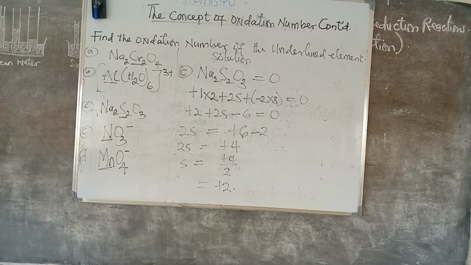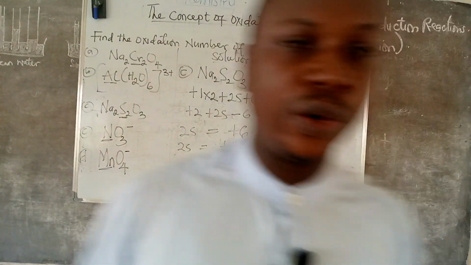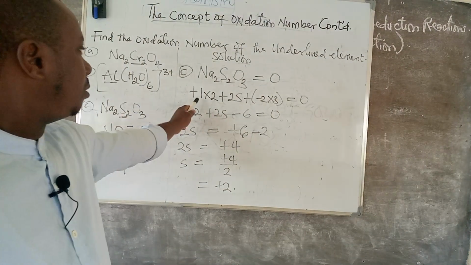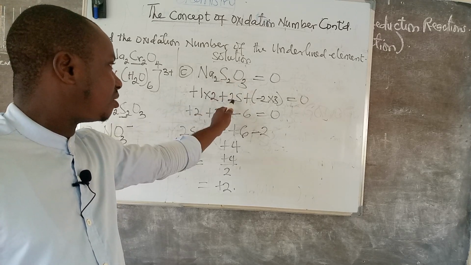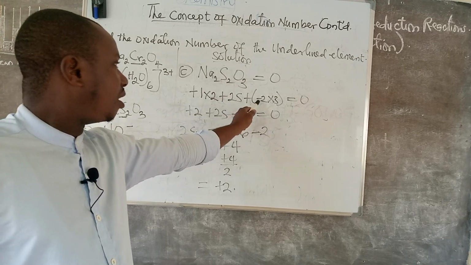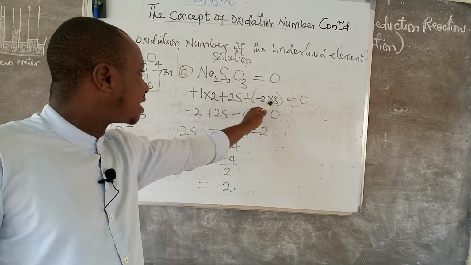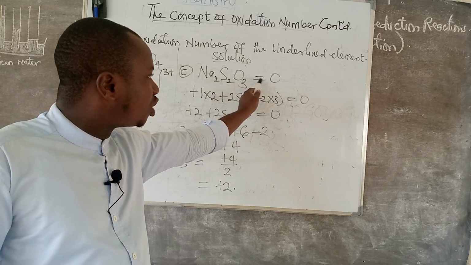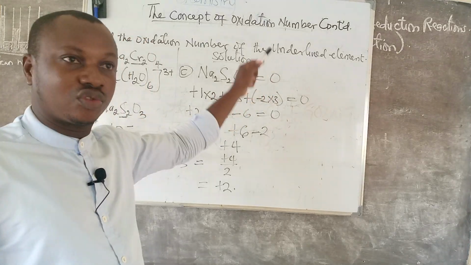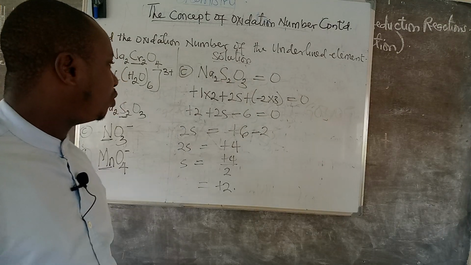Example C is sodium sulfate-type compound, where sulfur is underlined. The oxidation number of sodium is +1, but we have 2 sodium atoms there. Then the X in sulfur is what they ask us to find. Remember, this 2 is affecting X, so that is why I put it 2X. Oxygen is -2 times 3, which is -6, equal to 0. Remember, this one is equated to what? 0 and not any charge, because it has no charge.